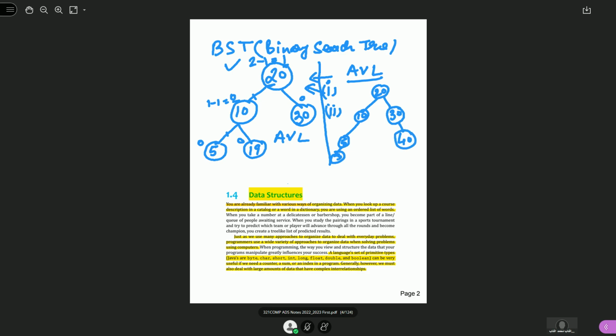So for AVL, there are two conditions. One condition is the tree should be a binary search tree, and the second, the balance factor should be less than or equal to 1. It should be 0 or it should be 1. The difference should be 1.